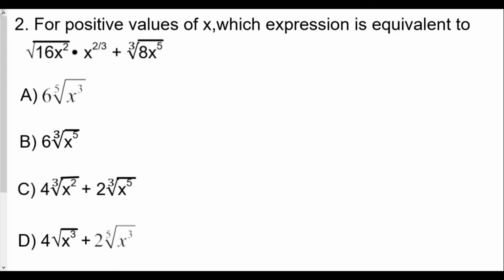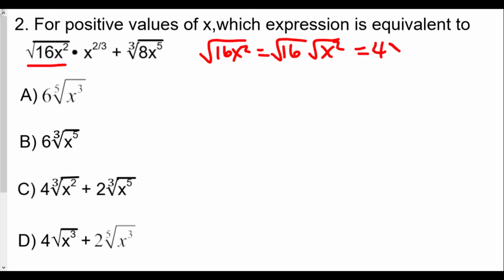Let's simplify what we can, especially the numbers in the radical. So I'll take care of the square root of 16x squared. We can break this down to the square root of 16 times the square root of x squared. The square root of 16 is 4, and the square root of x squared is x. So our first term is really 4x. We're going to multiply it with x to 2/3. So we have 4x times x to the 2/3.